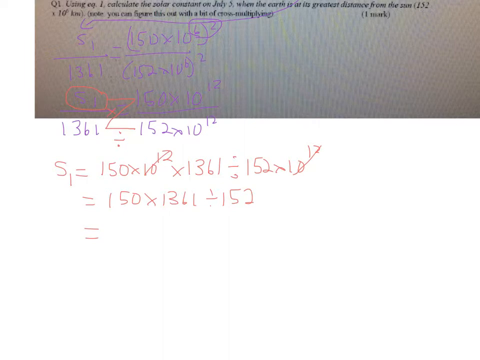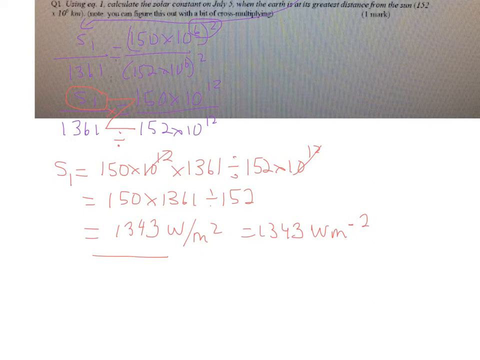I get 1343, and that's going to be watts per meter squared, or 1343 W m to the minus 2, which means the same thing. It seems like that's a reasonable answer since the first S value was 1361. Our S value is close to that and seems to be in that same sort of range, so that might make sense. And I think that's all they're asking you to do here, doing what he refers to as a bit of cross multiplying.